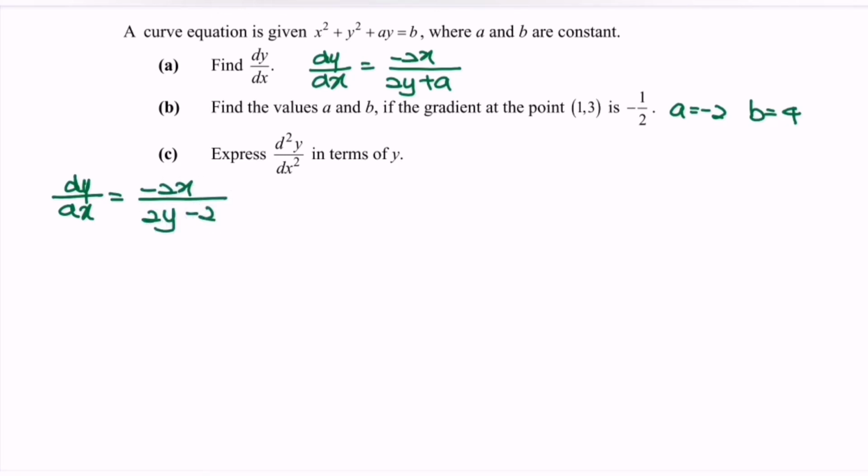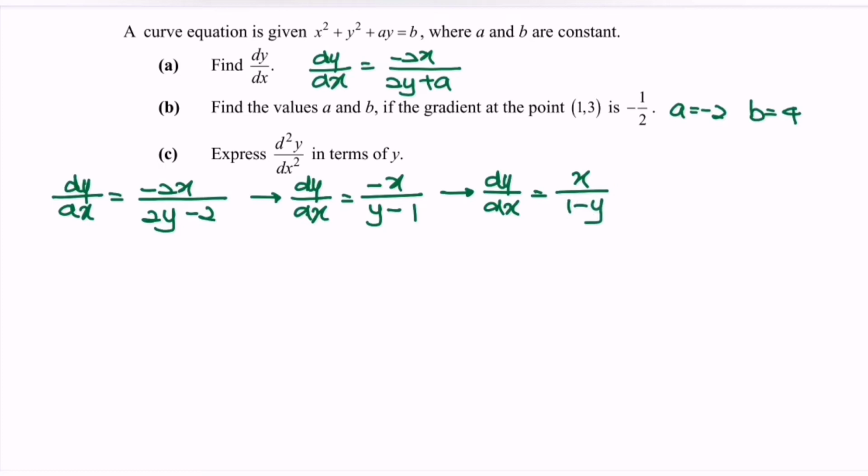So kindly simplify the situation. We will have dy/dx equals negative x over y minus 1. Rewrite the situation and we have dy/dx equals x over 1 minus y. So rewrite again: 1 minus y multiplied by dy/dx equals x, so that we can avoid the quotient rule.